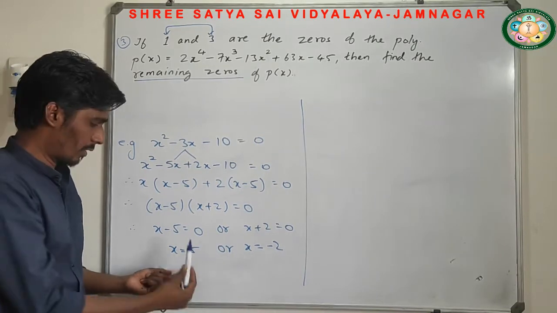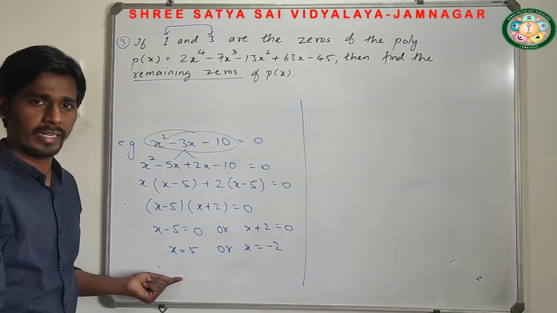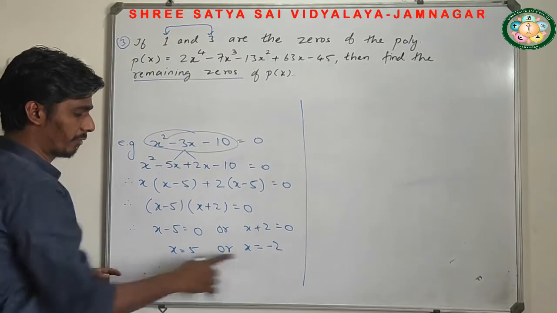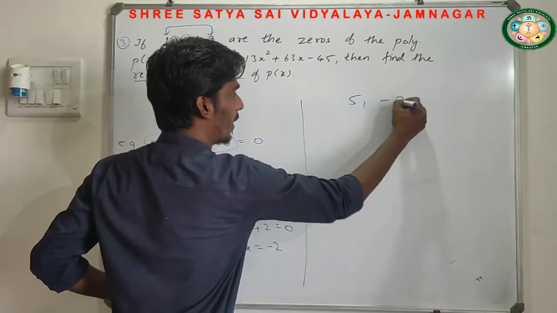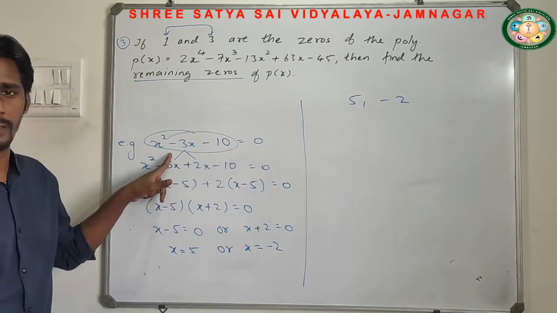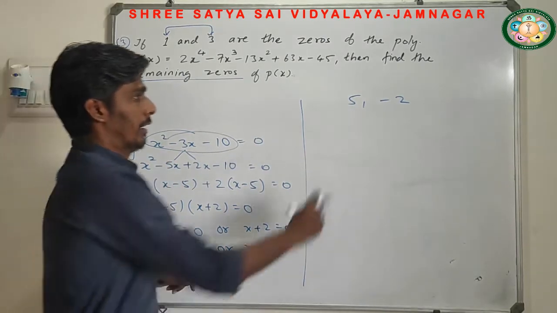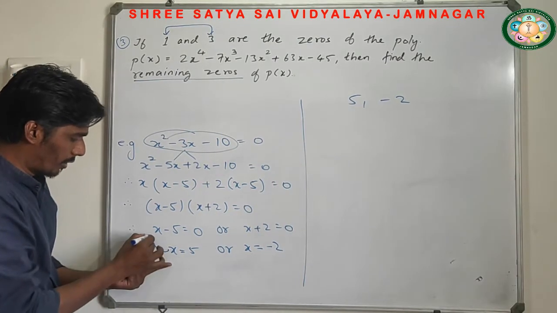So I can say that this 5 and minus 2 are the zeros of this polynomial. Now these two are given. The zeros are given. Suppose 2 zeros are 5 and minus 2. Now from these 2 zeros, I have to find out this polynomial.